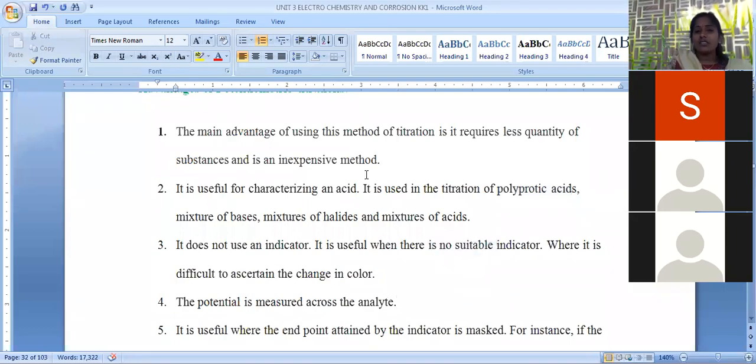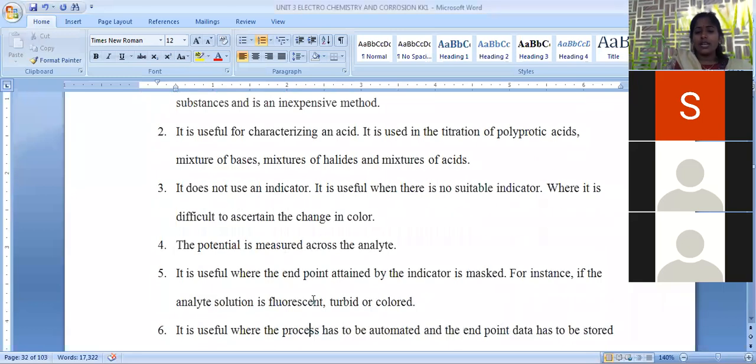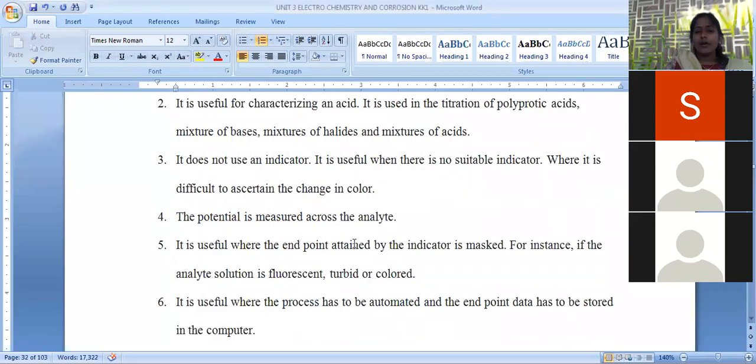In the case of colored solutions, it's very difficult to identify where the color change is observed. That's the reason why normal titration is not preferred for colored solution titrations, but it is very efficient with this potentiometry, because even if there is a color change, that is not affecting our EMF values. Then potential measurement is carried out throughout the analysis process, and the endpoint attained by an indicator is masked. So an indicator endpoint is not required in this.